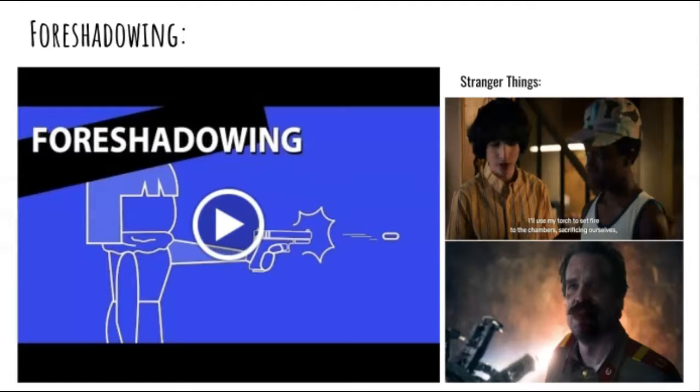Okay, third is foreshadowing. This is the third element of horror that we're going to be looking for as we're reading. And to help me explain this, we're going to watch this quick clip.